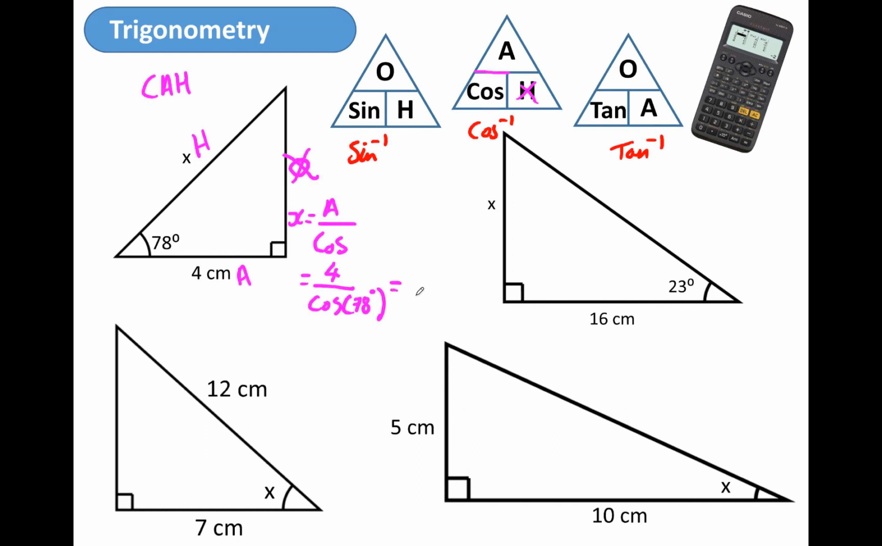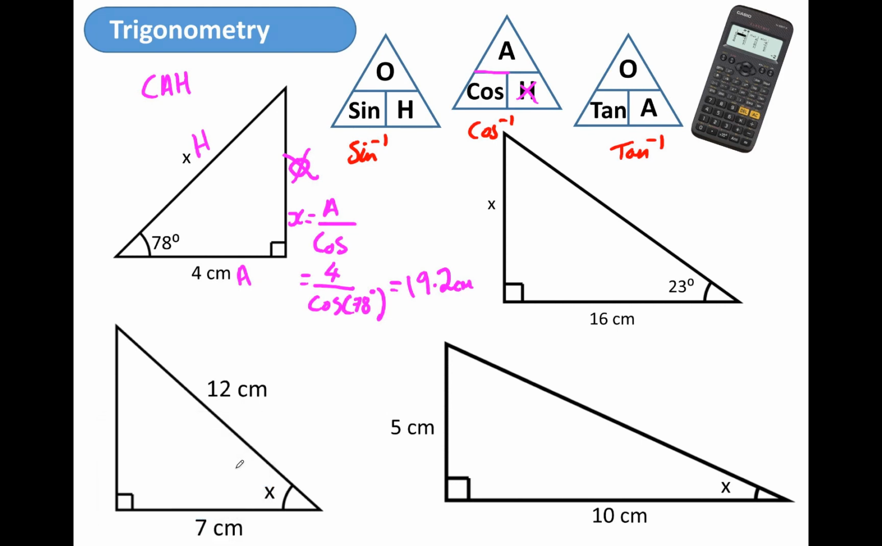Let's put it in a calculator. 4 divided by cos of 78 equals, to one decimal place, 19.2 centimetres. Which seems quite long, but then the angle is quite steep, so this hypotenuse will be quite long compared to the base. Okay, right, change your pen colour again.